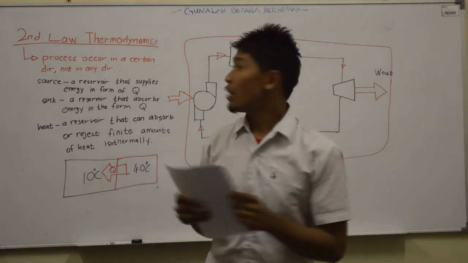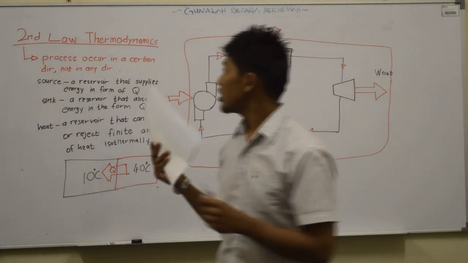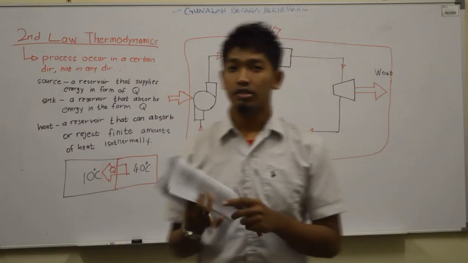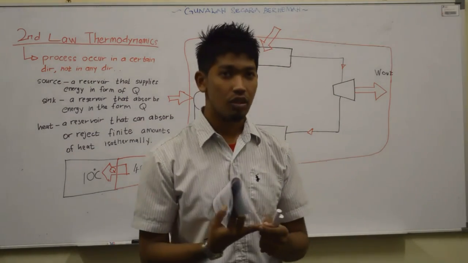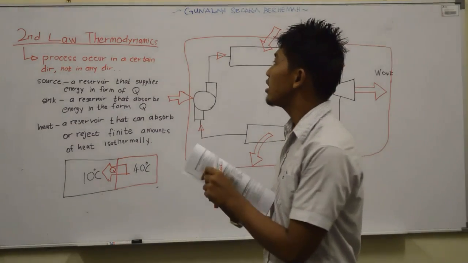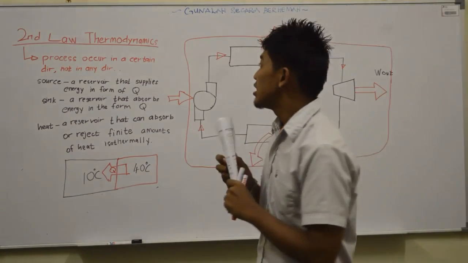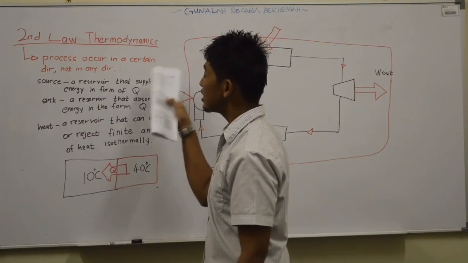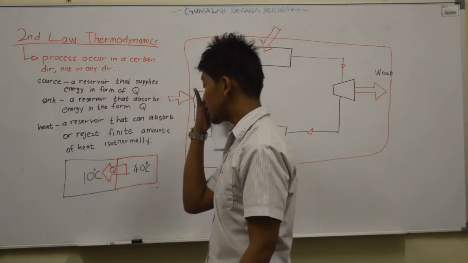Okay, today I will teach about the second law of thermodynamics. So as we learned before about the zeroth law of thermodynamics and the first law of thermodynamics, this is the next law of thermodynamics, which is the second law of thermodynamics. The second law of thermodynamics states that processes occur in a certain direction, not in any direction.